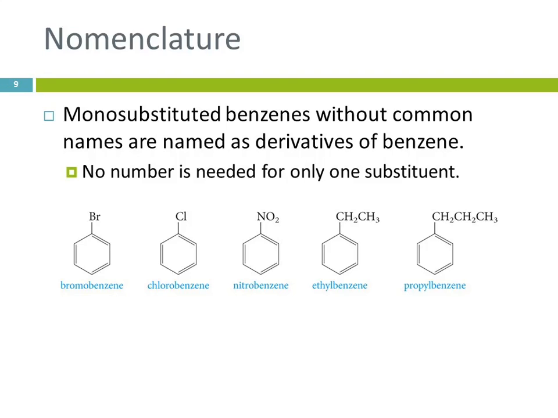These are monosubstituted benzenes, meaning they just have one substituent. And these are ones that do not have common names. And so we just name them like we've been naming other things with the base name benzene. And they don't need a number because all of these carbons are identical. And so this is bromobenzene, chlorobenzene, nitrobenzene, ethylbenzene, and propylbenzene.